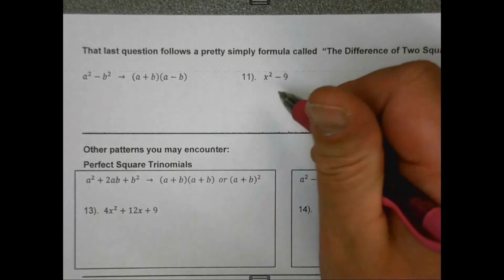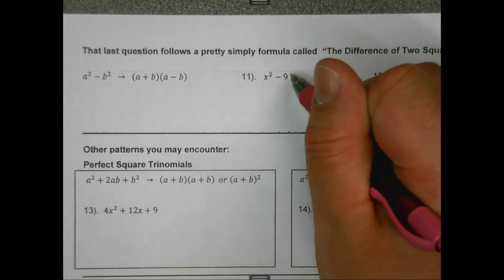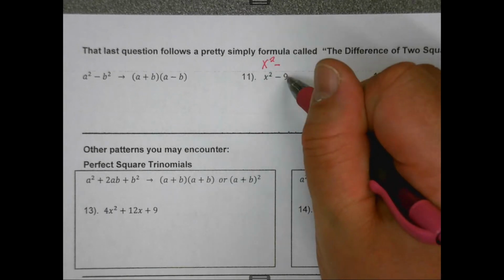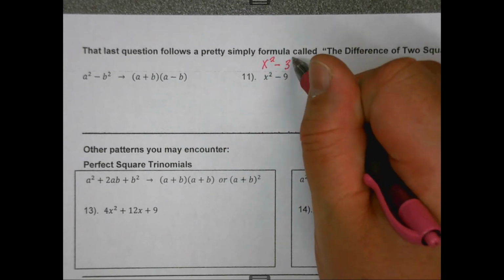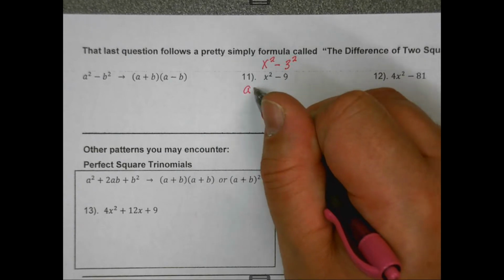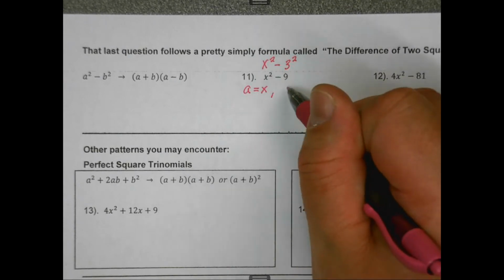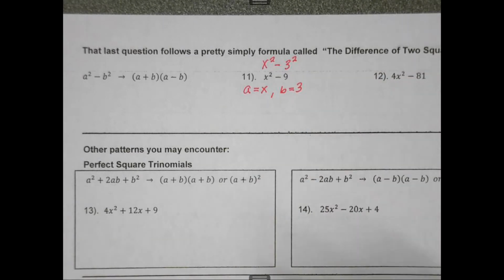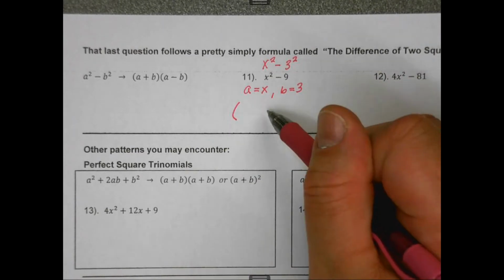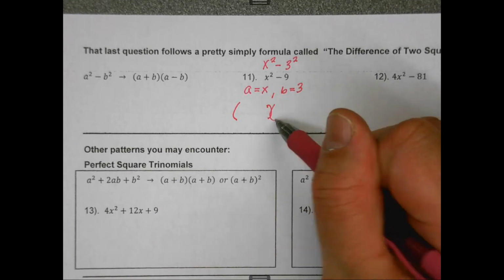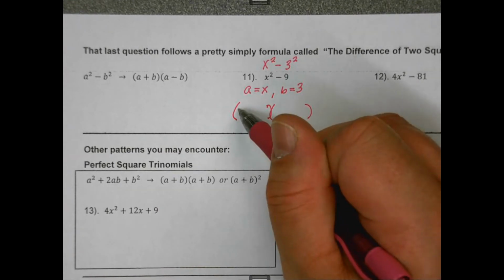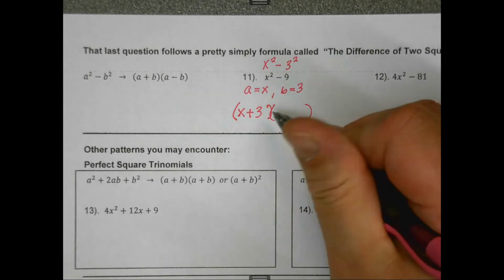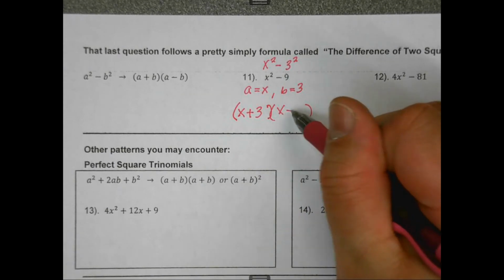So if I look at number 11 here, I'm going to rewrite this as x squared minus 9. 9 is a perfect square. It's 3 squared. So my A is x and my B is 3. So I can write the factors as A, which is x, plus B, which is 3, and A minus B.